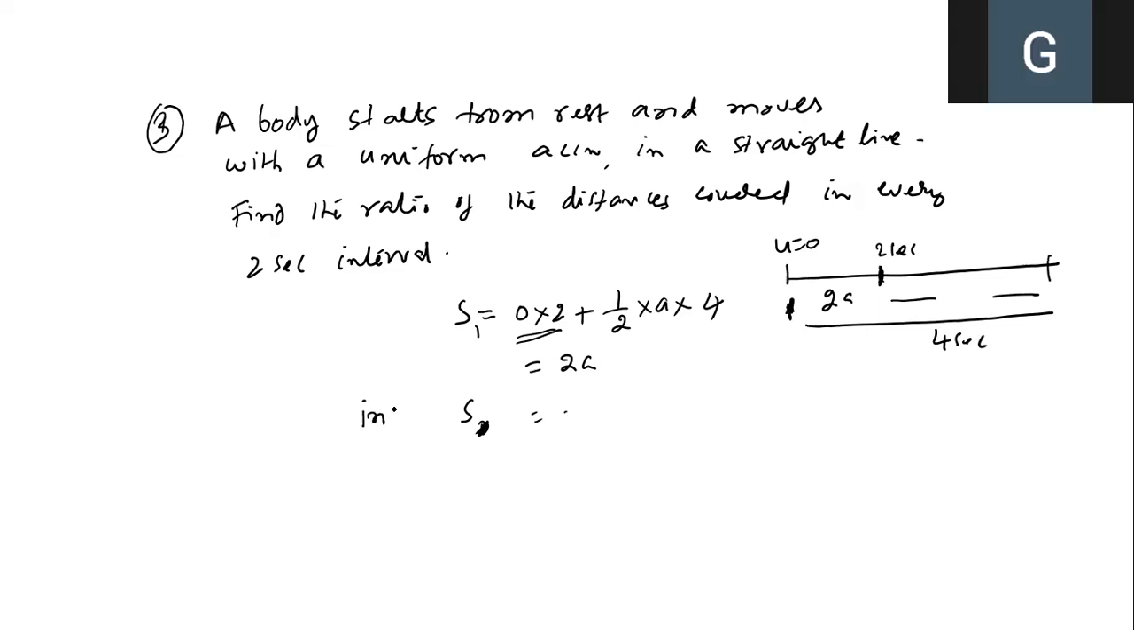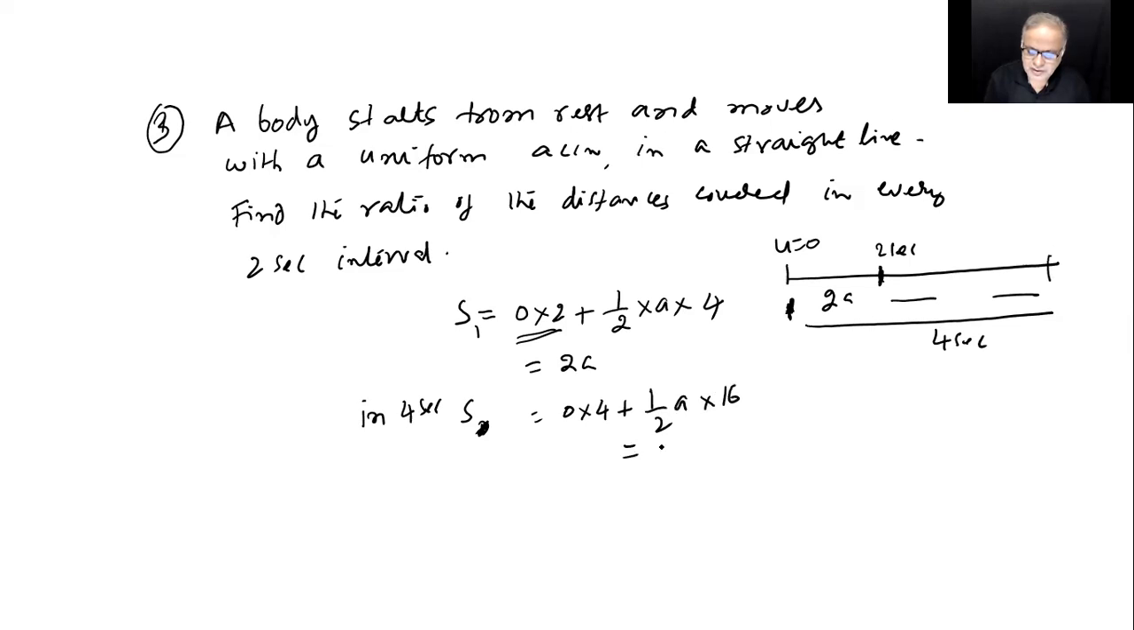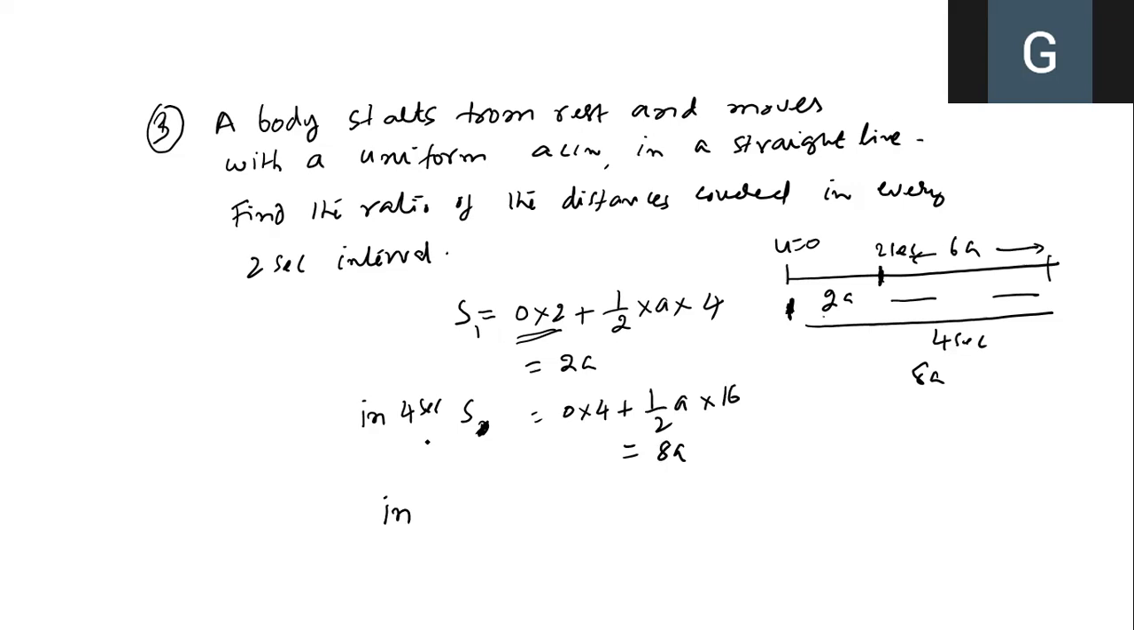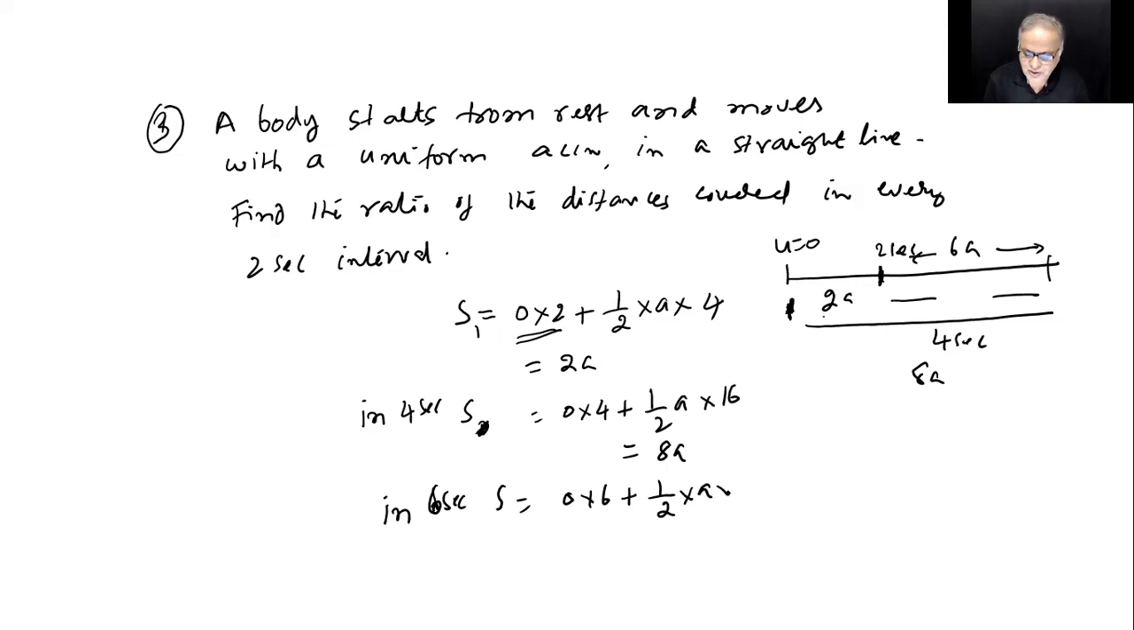Yes, sir. In 4 seconds, S equals 0 into 4 plus half a into 4 square. 8a. That means this is 2a, this is 8a. So what is this? 6a. Do you follow? Yes, sir. Now, after 4, 6 seconds. S equals 0 into 6 plus half a into 6 square. How much? 36. That means from the beginning, 18a.